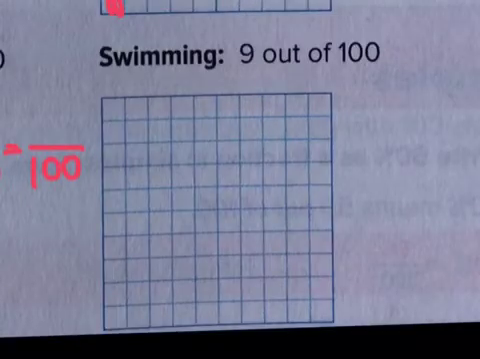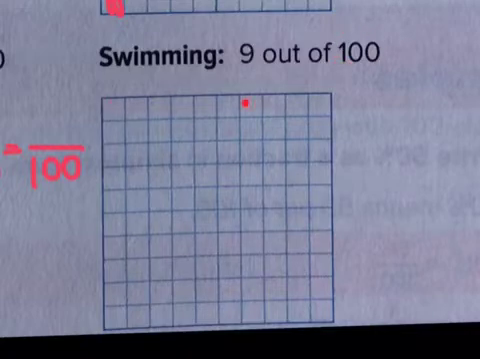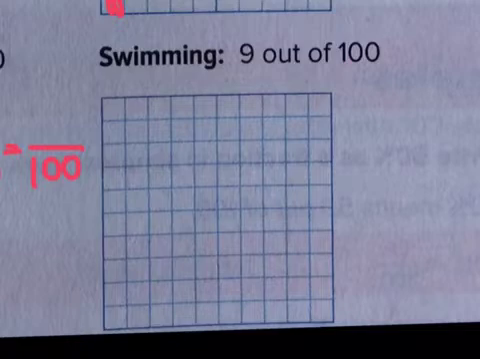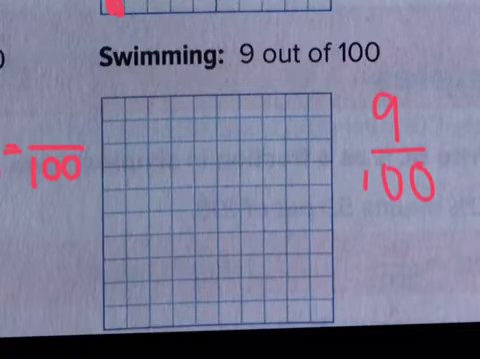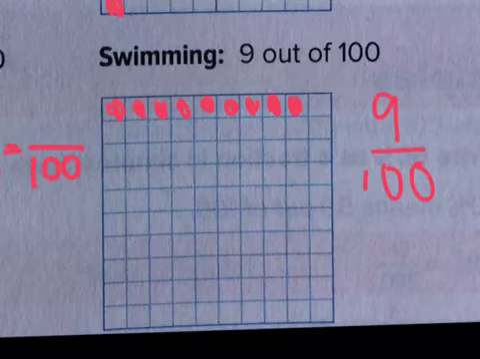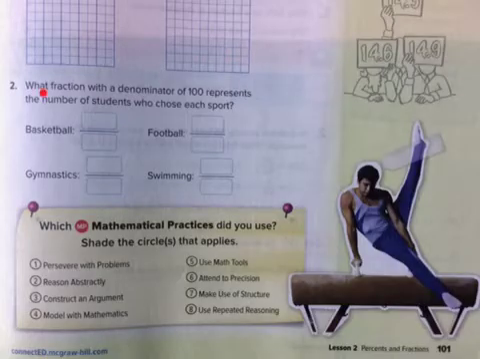And for swimming, there's absolutely no converting needing to be done. We have 100 squares and it's 9 out of 100. So there is your fraction. You couldn't ask for an easier question. So it's 9 out of 100. What fraction with a denominator of 100 represents the number of students who chose each sport?